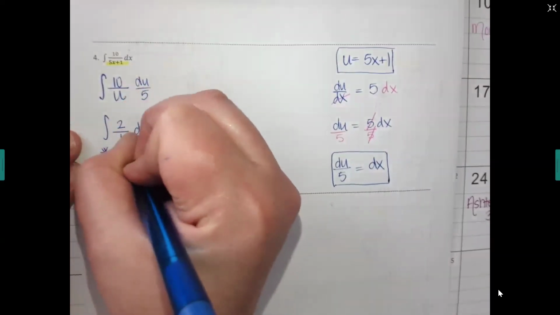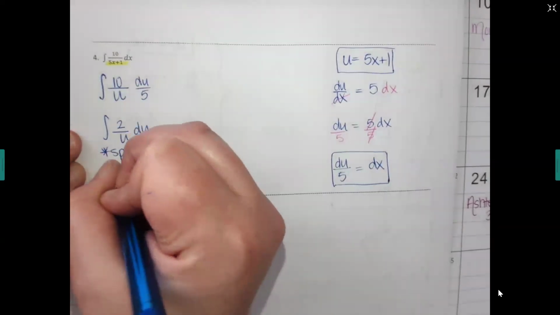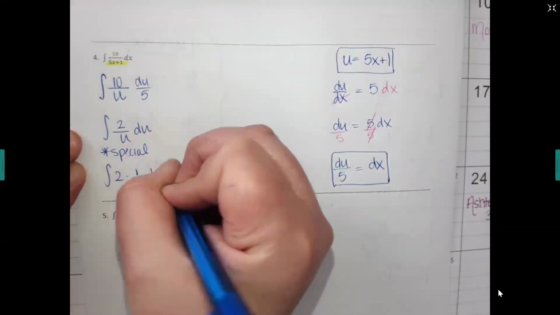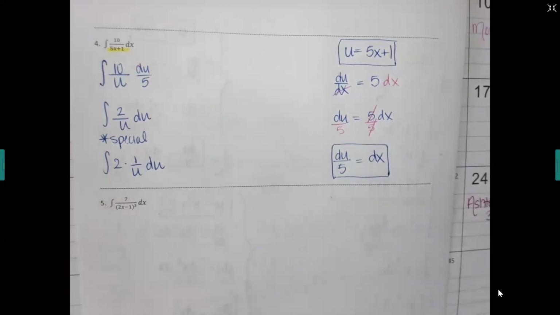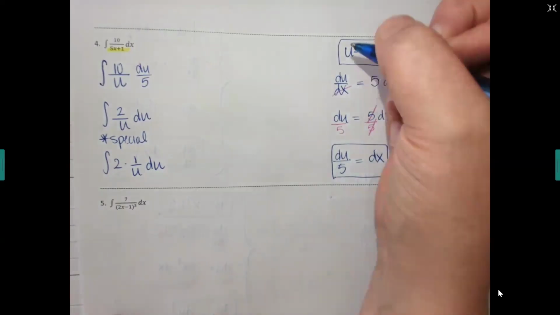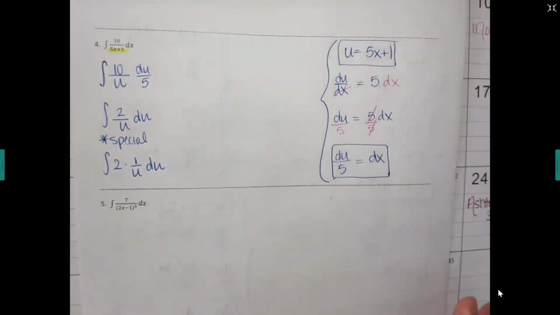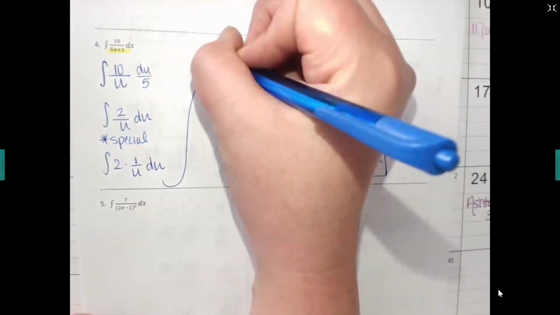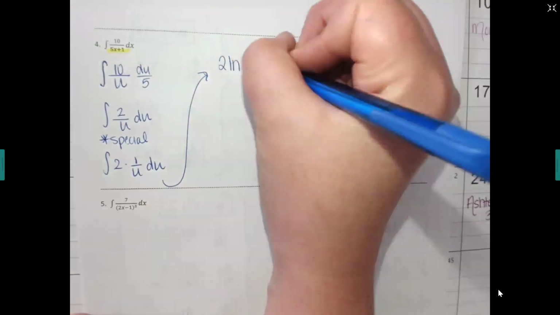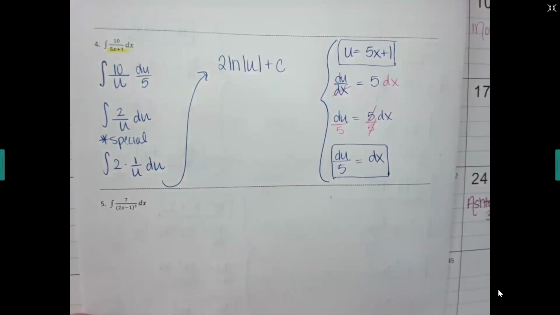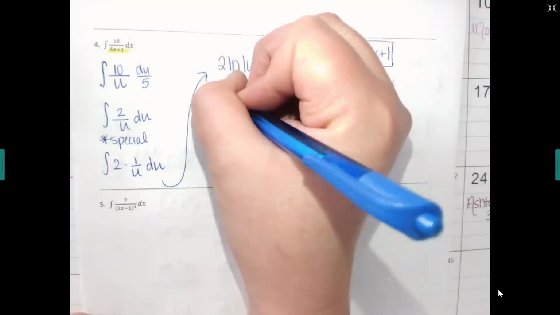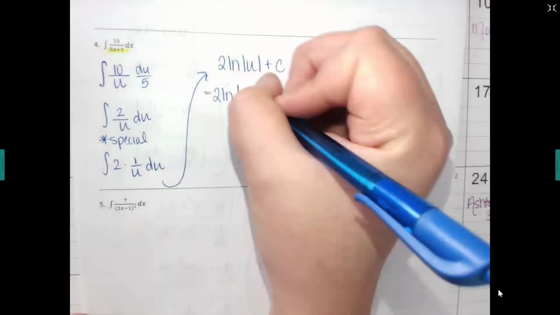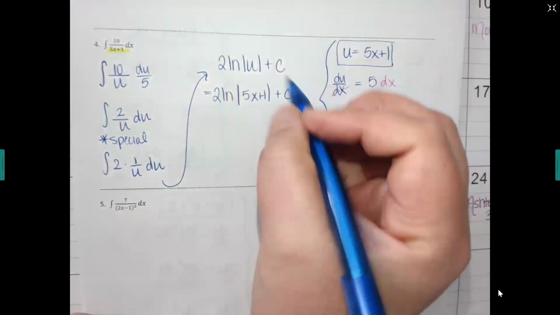Now, this is a special one. Okay, and I'm going to rewrite it as 2 times 1 over u du. Okay, remember, these are the same. So if you have 2 over just a u by itself, what's the antiderivative of this going to be? 1 over u. What does it go back to? ln u. Yeah? So this is going to go to 2 ln absolute value u plus c. And then I would just switch my u back. So it'd be 5x plus 1 on the inside, like that.